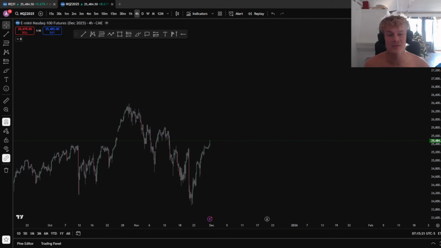Liquidity is basically the engine behind all price movement. It's not indicators, it's not luck, it's not manipulation for no reason. Price moves towards liquidity, and liquidity being, well, money. And it's always going to move towards money. It's simply put where other traders' money is.